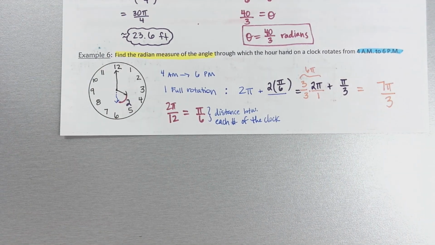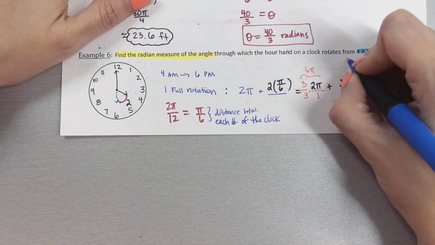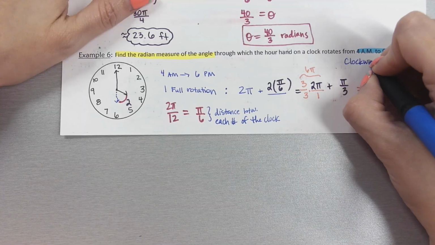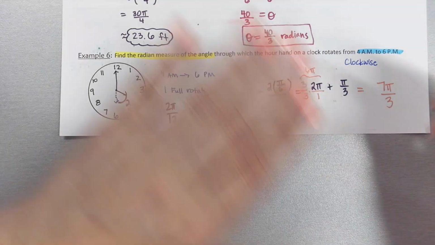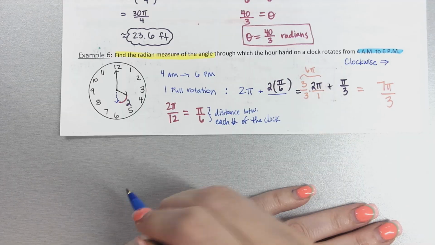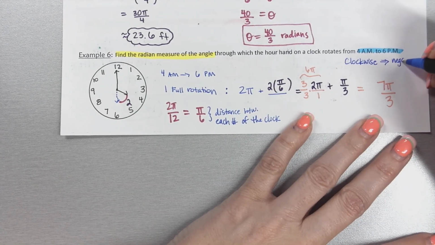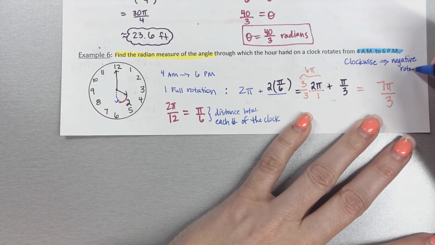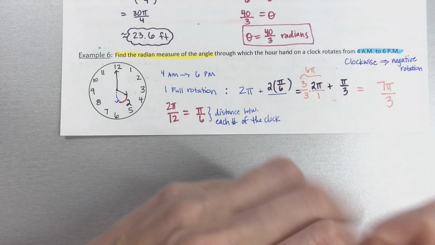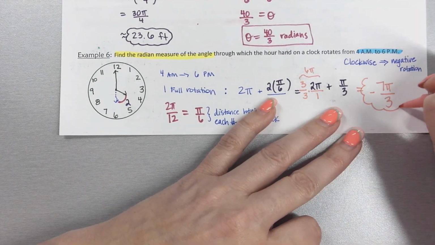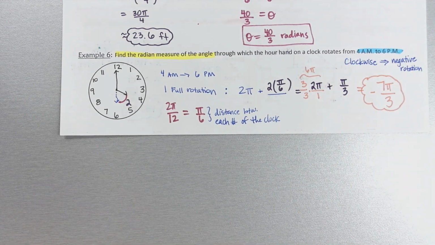Okay, so when you are working with a clock, you are going clockwise. Remember from our first day, if you're going clockwise, what type of angle is that? It's a negative angle. So it's a negative rotation. Okay, so your value is going to be negative 7 pi over 3. Anytime you are doing a clockwise rotation and you are trying to find theta, that is going to be a negative value.